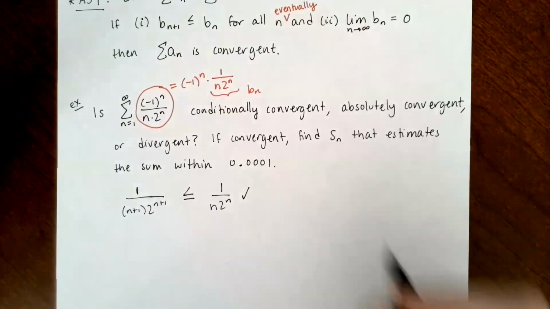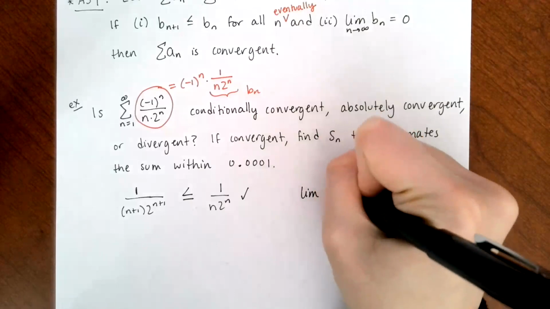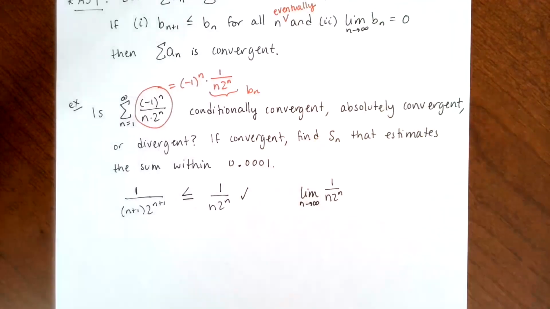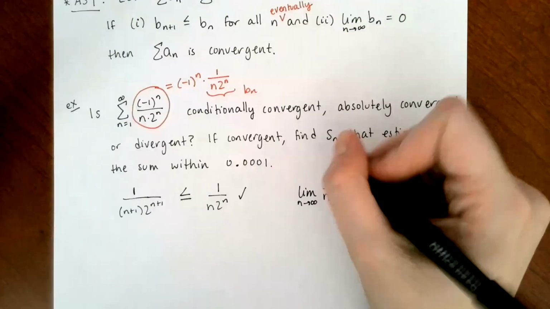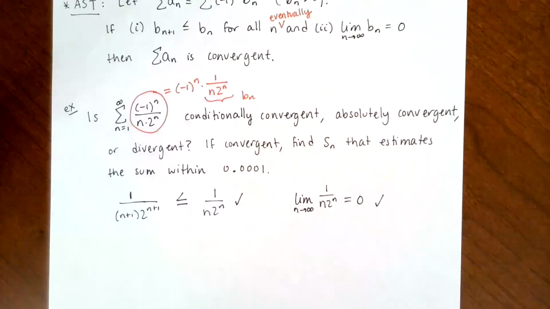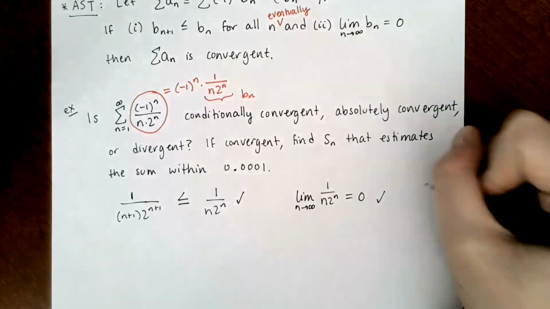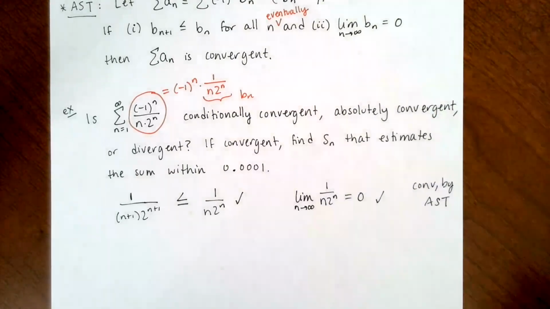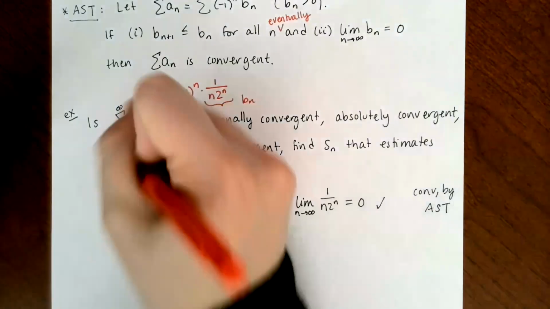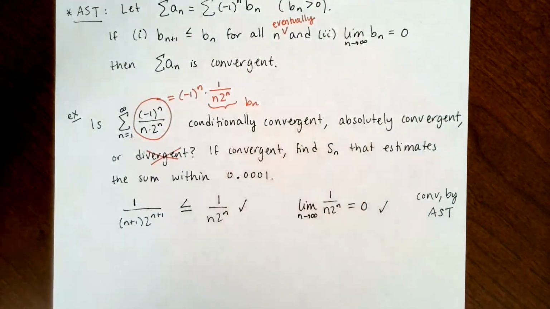We also want to show that the limit of the b_n terms, 1 over n^n, is 0. We have 1 over something getting absolutely humongous toward infinity. So this limit is 0, which is what we needed for the other part of the alternating series test. So it's convergent by the alternating series test. That only narrows down our answer a little bit. We can at least exclude divergent, but this hasn't answered whether it's conditionally or absolutely convergent. That's going to be a separate test.